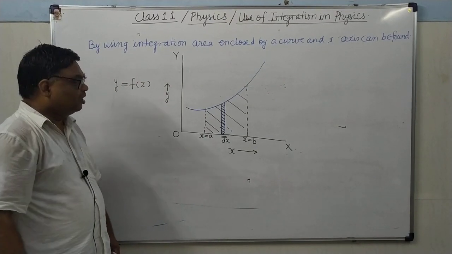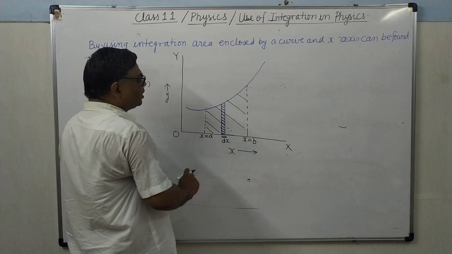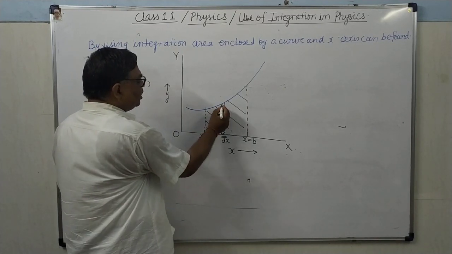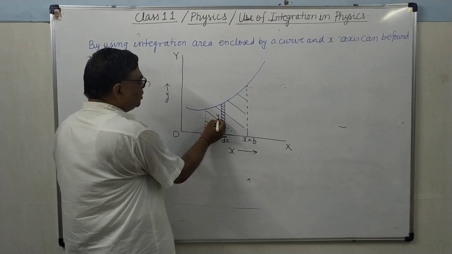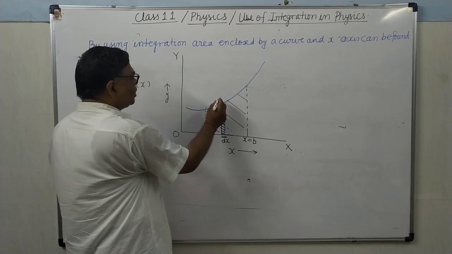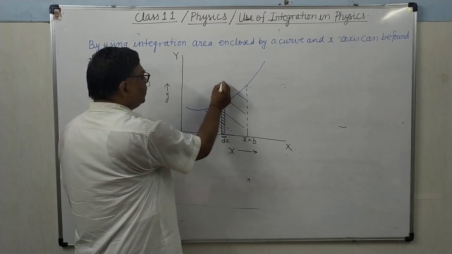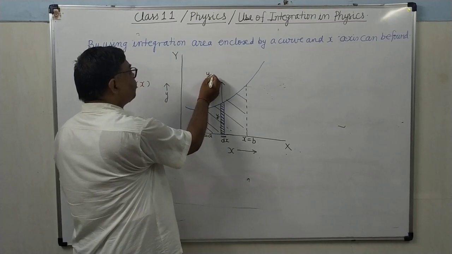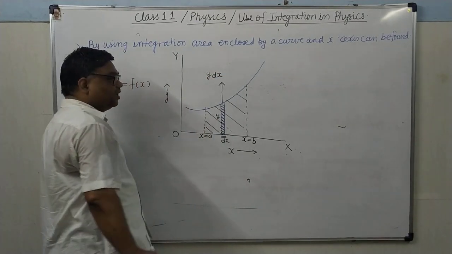Is it clear? What will be the area of this rectangular strip? If you take this length equal to y, and this is the breadth, it is rectangular in shape, so what will be the area? The area of this strip will be y into dx.